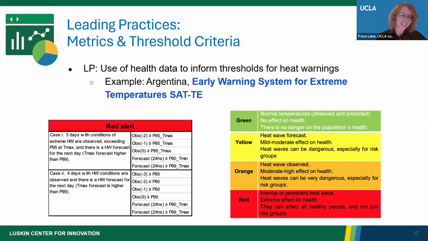Pardon me. Next slide. Our next example is from Argentina. SATE, or Early Warning Systems for All. The alert thresholds for SATE are based on the results of research that confirmed a statistical relationship between extreme heat temperatures and an increase in heat-related mortality. These findings were utilized to create the thresholds for SATE heat alerts.